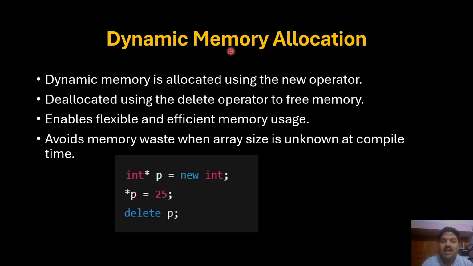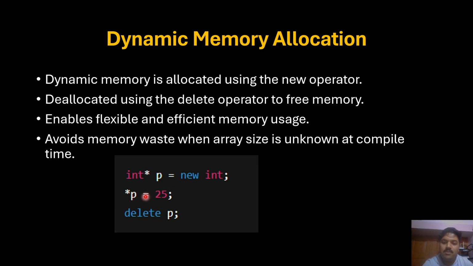So next is dynamic memory allocation. What is dynamic memory allocation? Dynamic memory allocation is done using the new operator. So we can allocate the memory here. Like we can see in the example, int star p equal to new int. So we are declaring a pointer p to an integer. So we have allocated space for the pointer p in the memory.